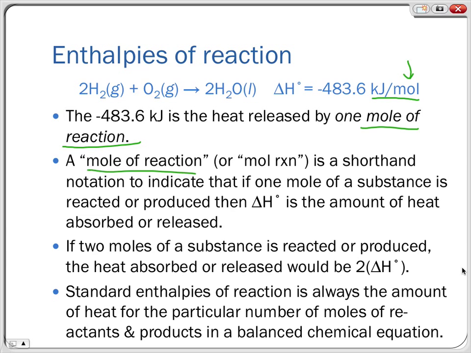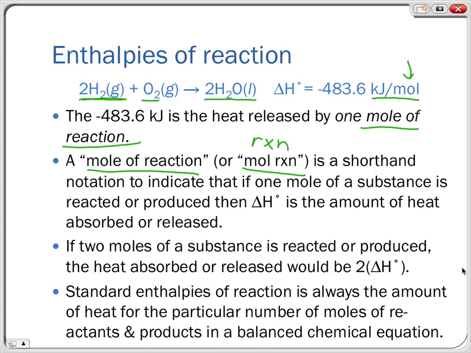So a mole of reaction, sometimes abbreviated as mole RXN. RXN is a common abbreviation in chemistry for reaction. But mole reaction is a shorthand notation to indicate that if 1 mole of a substance is reacted or produced, then delta H is the amount of heat absorbed or released for that situation. So in this case, we look at the coefficients. What this particular reaction indicates is we have 2 moles of hydrogen gas, 1 mole of oxygen gas, and 2 moles of water, liquid water in this case.